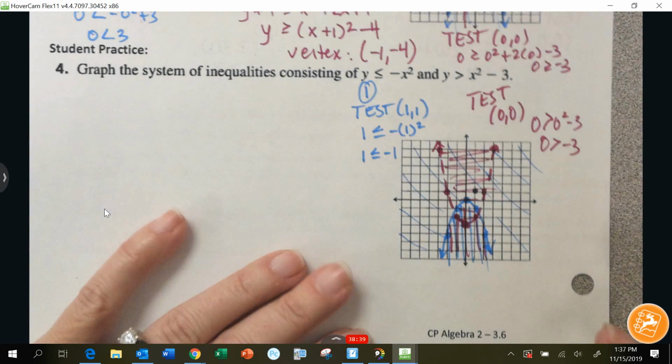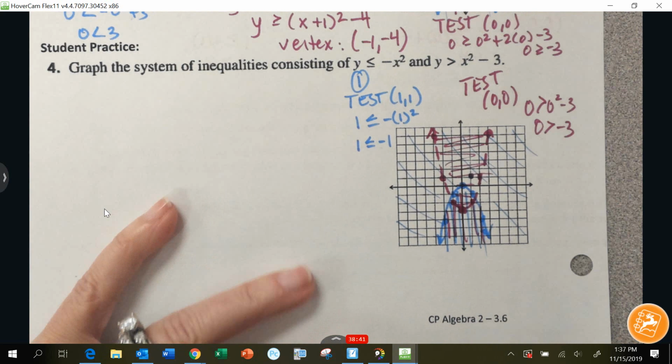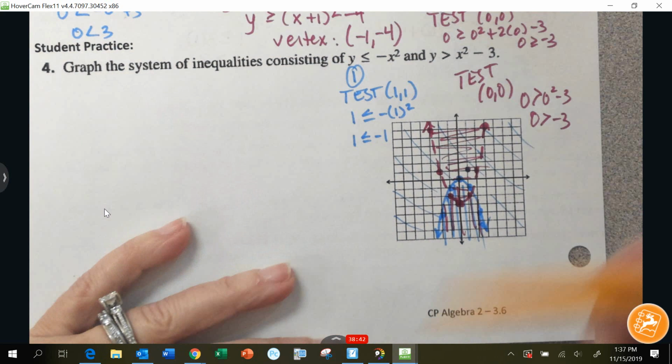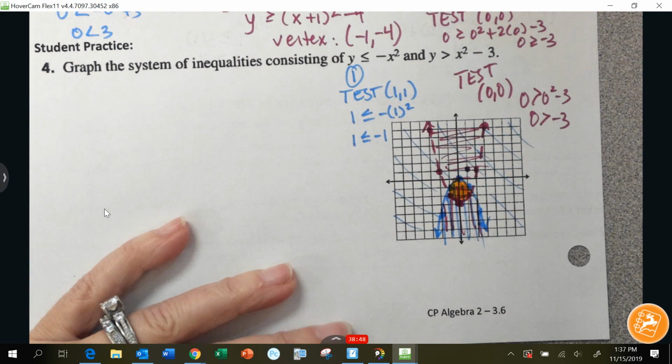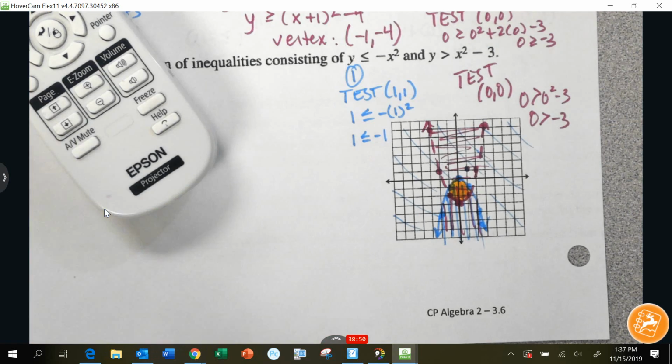So I'd shade there, but where do they overlap? The lower area from 0 to negative 3. Right in here. That's the part they overlap in. Wait, are there times where they never overlap? Yeah, you can have that. There would be no solution.